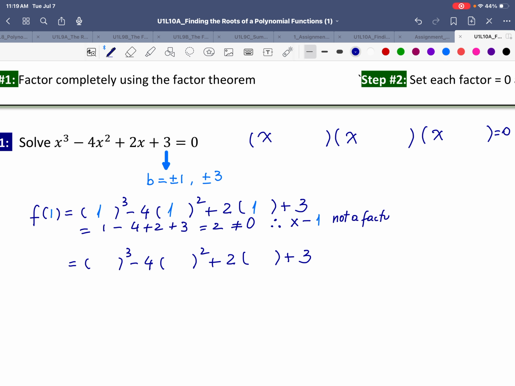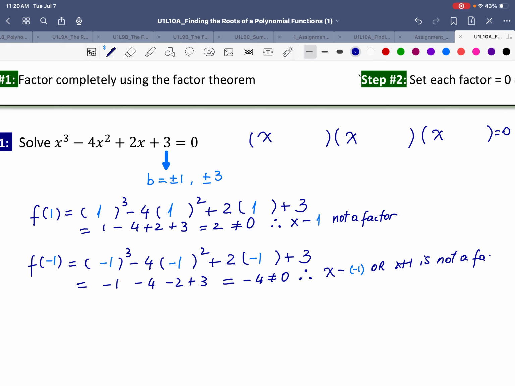Next, we're looking into negative 1. So we are finding f of negative 1. So now we have negative 1 to the power 3, minus 4 times negative 1 squared, plus 2 times negative 1, plus 3. When you evaluate this, you get negative 1 minus 4 minus 2 plus 3, which has a value of negative 7 plus 3, negative 4, different than 0. Therefore, we're going to say that x minus negative 1, or x plus 1, is not a factor.